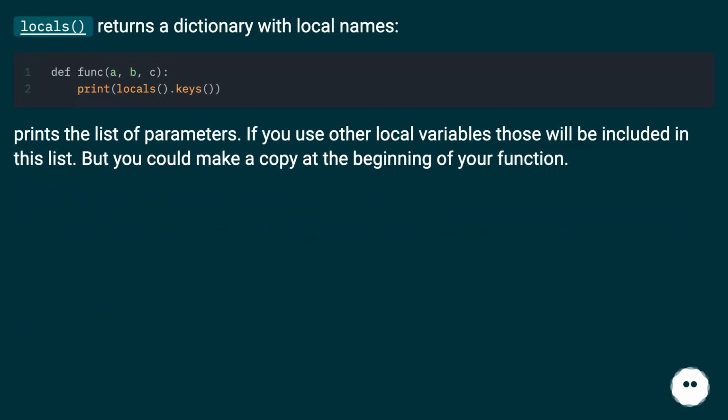Thanks. Locals returns a dictionary with local names. Prints the list of parameters. If you use other local variables, those will be included in this list. But you can make a copy at the beginning of your function.